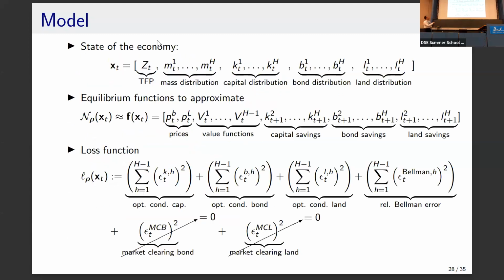In this model, what is the state space? 1, 2, 3, 4 times age. We choose 24. That's a high-dimensional state space. Now we have to predict more stuff. We have to predict value functions. We have to predict two prices. We have to predict also land savings. And then we have these additional terms in the loss function. Here, we do not need these two because we took care of them with our architecture.